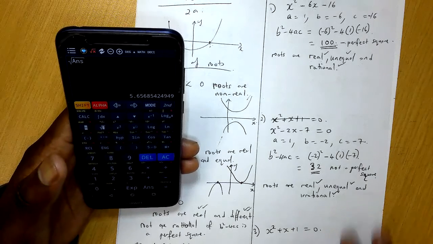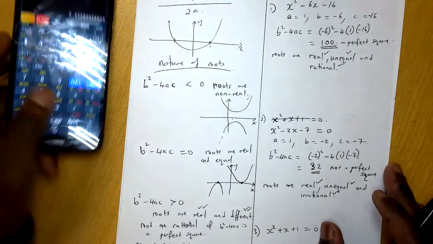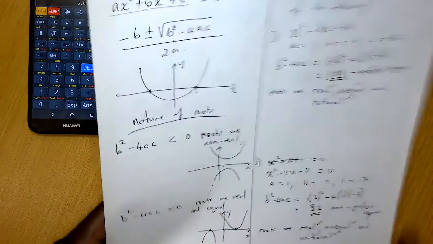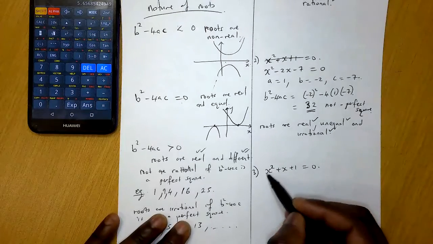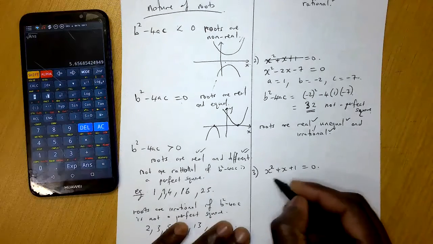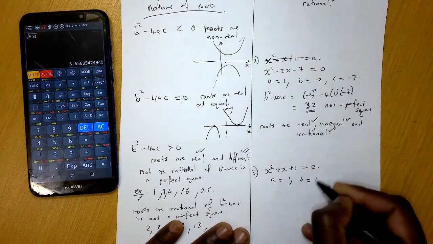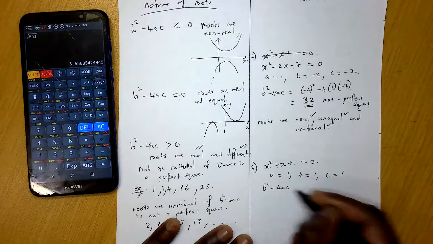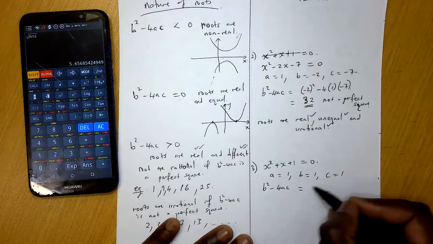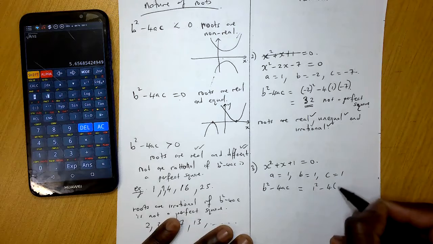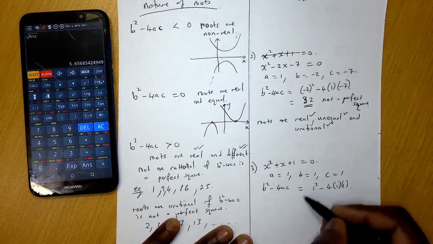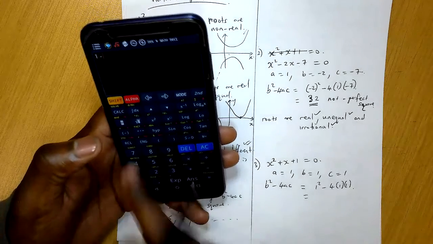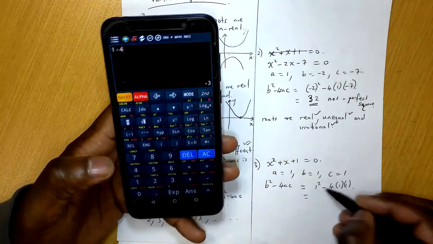So you must always give, if you answer it, if b squared minus 4ac is greater than 0, you must check whether it's rational or irrational. Now x squared plus x plus 1, so here a is equal to 1, b is equal to 1, c is equal to 1. Now b squared minus 4ac is going to be equal to 1 squared minus 4 times 1 times 1. Then what we get here is 1 minus 4. What do we get? We get negative 3.